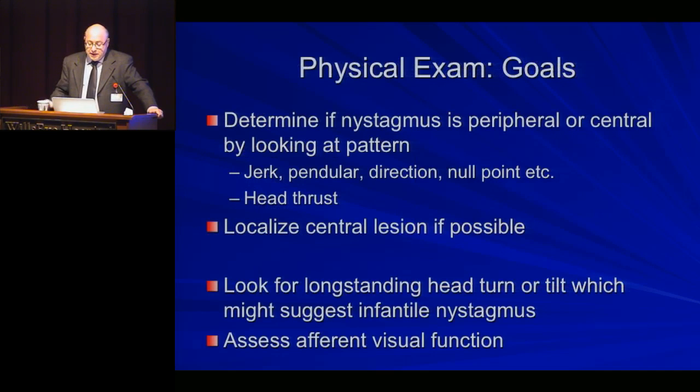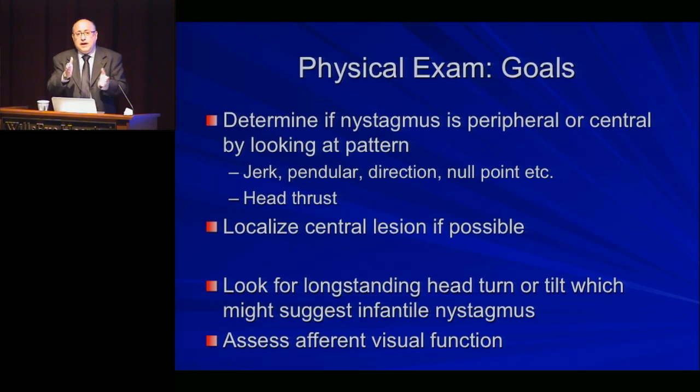And on exam, when you see these patients, you want to first determine if the nystagmus is a unilateral peripheral problem or is it a central. And you do that by looking at the pattern. Is it jerk, pendular, what direction, is there a null point, etc. You want to do a head thrust test. So head thrust test is you take the head, you make sure they don't have a neck arthritic problem that's bad, right? And you move it back and forth, and you occasionally thrust it. And you have them fixate on a target, and you see if the eye immediately comes to that target, or do they have a corrective saccade.